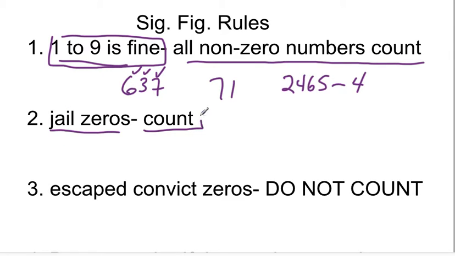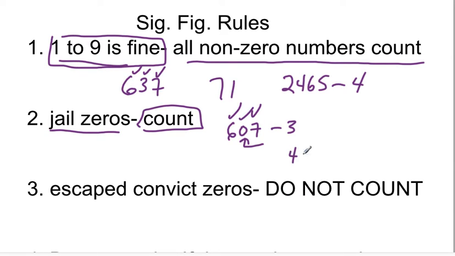Jail zeros. A jail zero counts, because really when you do sig figs, you're trying to figure out whether or not the zeros count, because you know 1 to 9 automatically does. So when we talk about a jail zero, what does that mean? Well, if I had 607, I know from the rule above, the 6 and the 7 count because 1 to 9 is fine. That is considered a jail zero because it's trapped inside of two non-zero numbers. So we would say that counts as well. That has 3 significant figures.